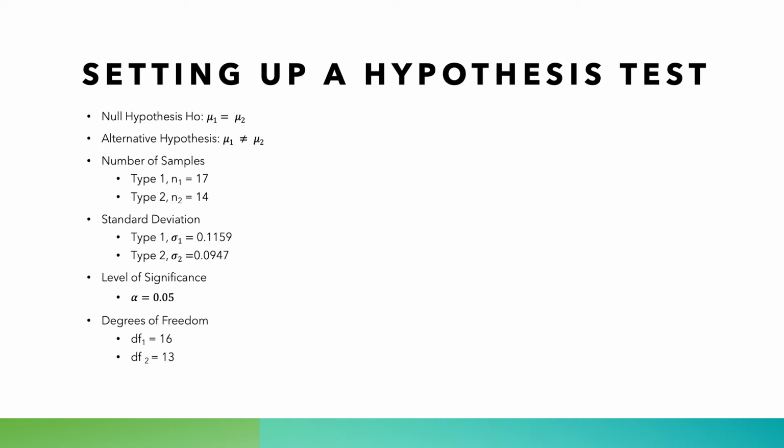So again, we have our count in each sample population. Type 1, n equals 17, type 2, n equals 14. Standard deviation, the two samples do not have the same standard deviation. You can see that difference here. And the level of significance that we're going to test at is 0.05. Degrees of freedom you can see reflected below: 16 for population 1, 13 for population 2.